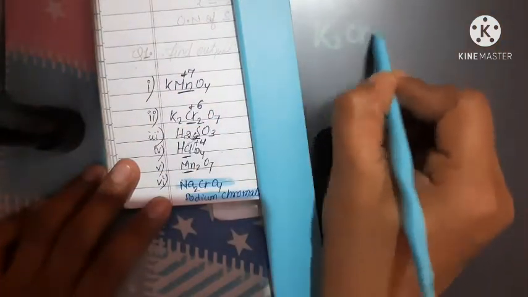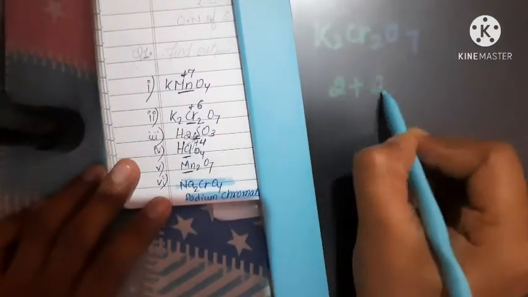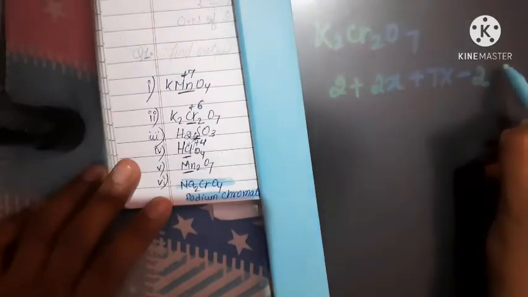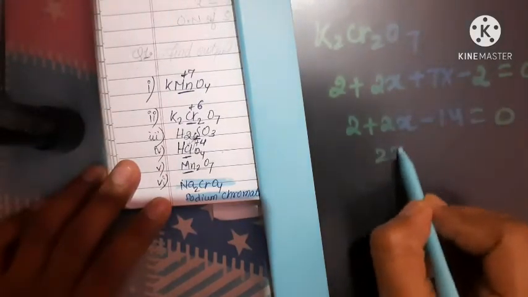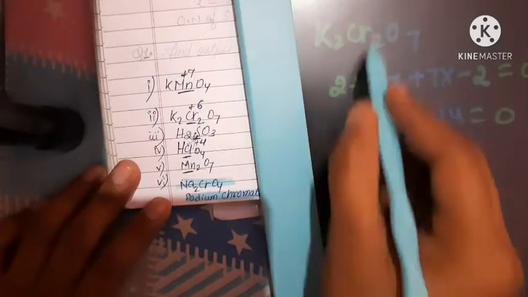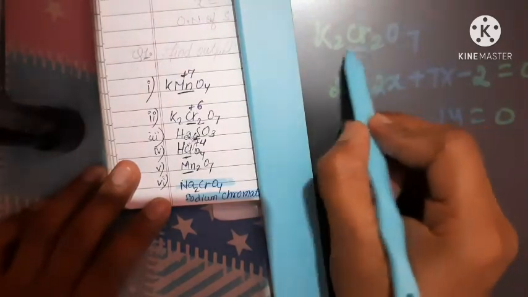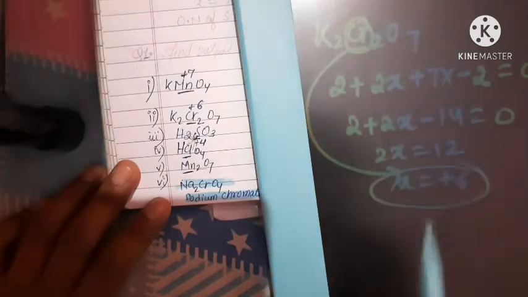K2Cr2O7. 2 plus 2x plus 7 into minus 2 equal to 0. So 2 plus 2x minus 14 equal to 0. 2x equal to 12, x equal to plus 6. In K2Cr2O7, Cr is having plus 6 oxidation number, okay?